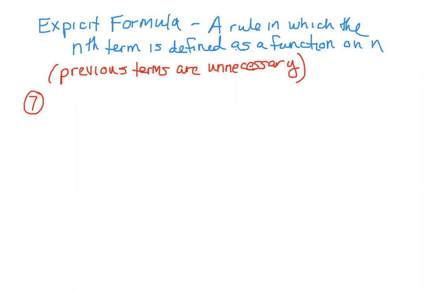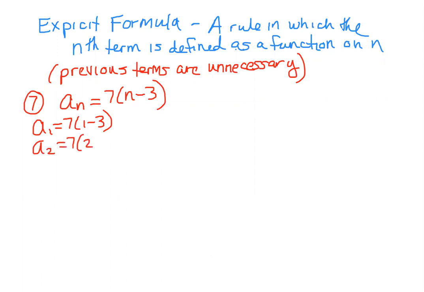So for number 7, it says find the first 5 terms of each sequence. I'm going to do these kind of quickly. We have an equals 7 times n minus 3. So now to list these out, a1 is 7 times 1 minus 3. A2 is 7 times 2 minus 3. A3 is 7 times 3 minus 3.